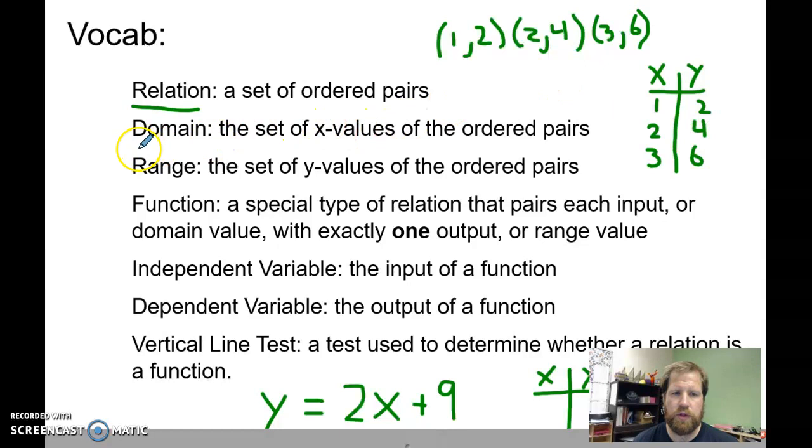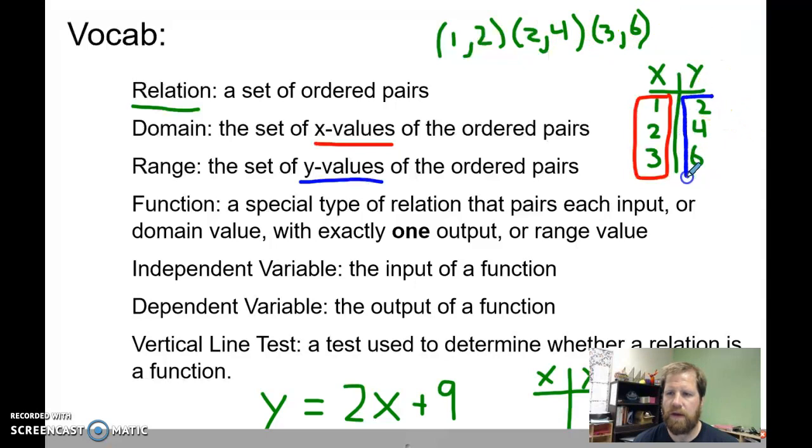Okay. Domain and range are very similar, but as long as you can keep them straight, they're pretty easy to understand. So domain is the set of x values of the ordered pairs. So it's going to be 1, 2, and 3 in this relation. Or if you've got it set up as a tree, it's everything under your x, which usually goes on the left. And then the range is the set of y values. Okay, so 2, 4, and 6, or everything under the y, or on the right if you set it up as a tree like I have.